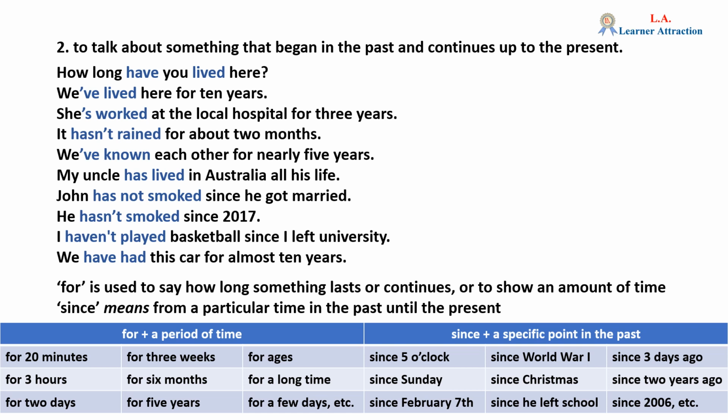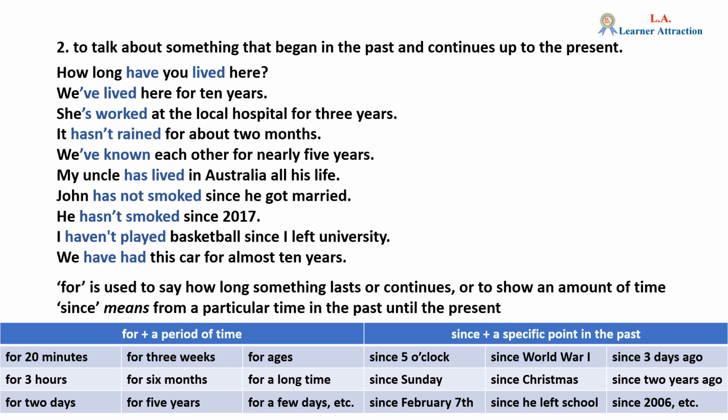My uncle has lived in Australia all his life. John has not smoked since he got married. He hasn't smoked since 2017. I haven't played basketball since I left university. We have had this car for almost 10 years.